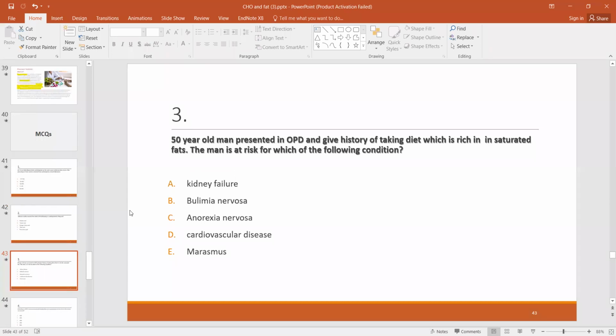A 50-year-old man presented in OPD and gave a history of taking a diet which is rich in saturated fats. The man is at risk for which of the following conditions: kidney failure, bulimia nervosa, anorexia nervosa, cardiovascular disease, or marasmus. D, cardiovascular disease is the right option.